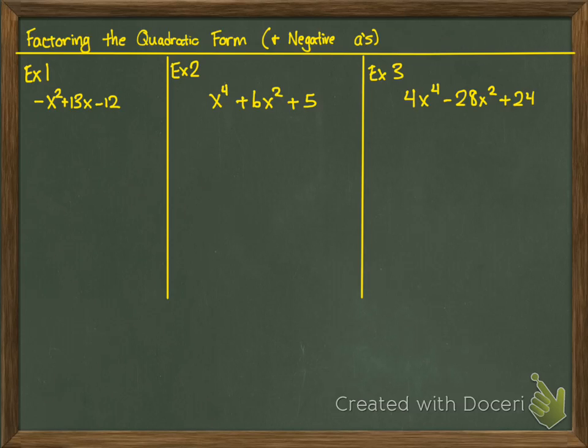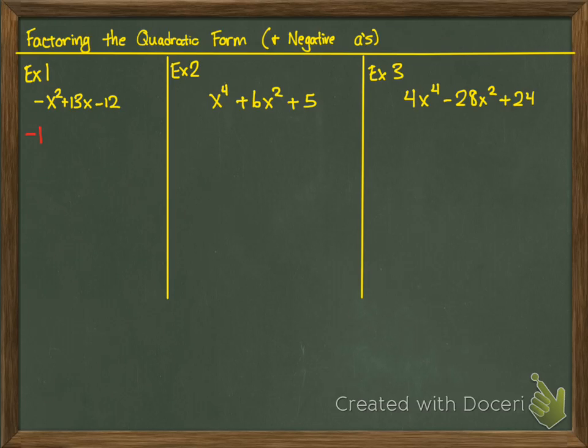So let's take a look at example 1, where you have negative x squared plus 13x minus 12. Looks similar to what we have, but slightly different because our a term is negative. So in front of x squared we have a negative or a negative 1. To make that more familiar, we manipulate it to look like things we can already do. So what we'll do here is divide out a negative 1.